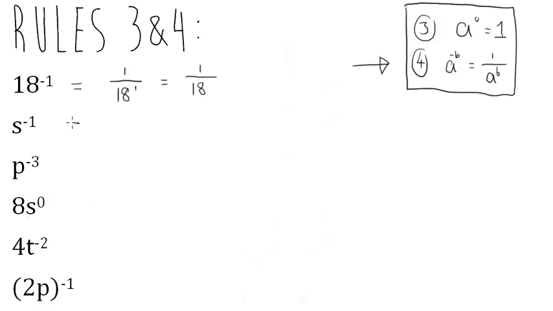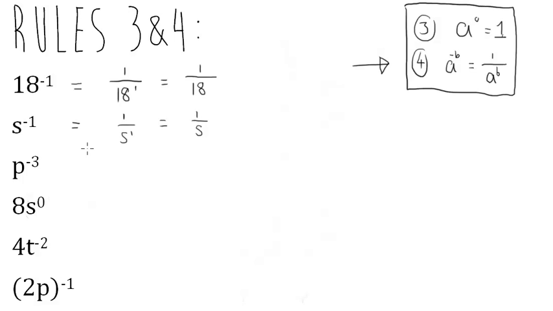Okay. Now, we're using the exact same thing for this next one, s to the minus 1. It's just 1 over s to the power of positive 1, okay, according to our rule number 4, which is equal to 1 over s. Okay, so they're two very simple ones, and that's just what we call the reciprocal. So anything to the power of minus 1 is just 1 over that thing.